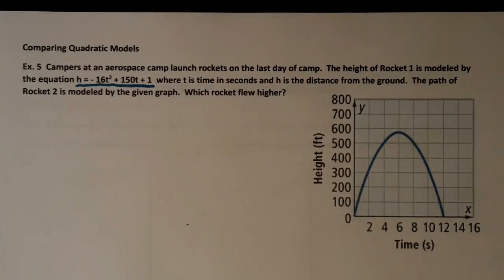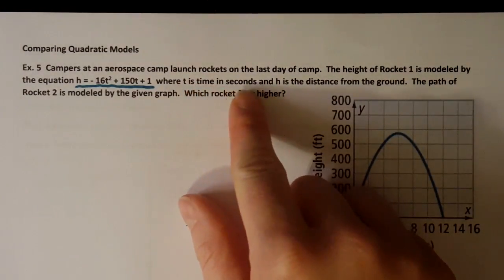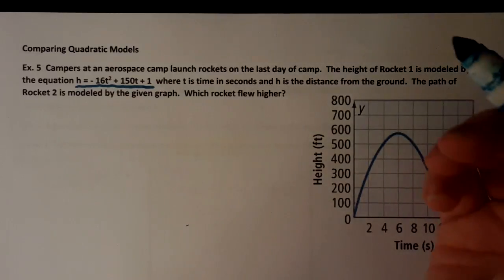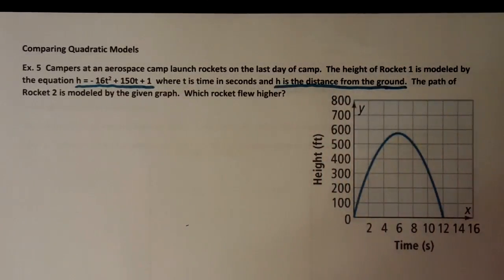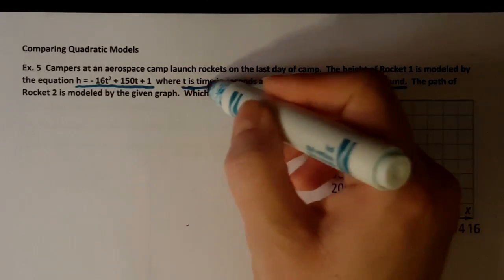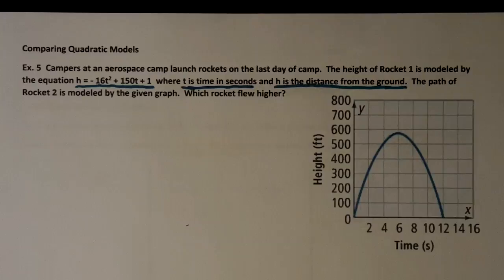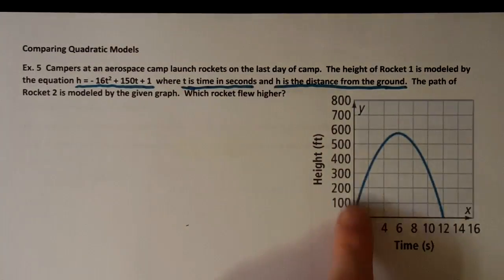In rare instances do they give you extraneous information that you don't actually use. T is time, which makes sense, and h is the distance from the ground, so the height from the ground. So T is time in seconds. It's important to know what the unit is, and it's important to know what they represent. The path of the rocket is modeled by the graph.